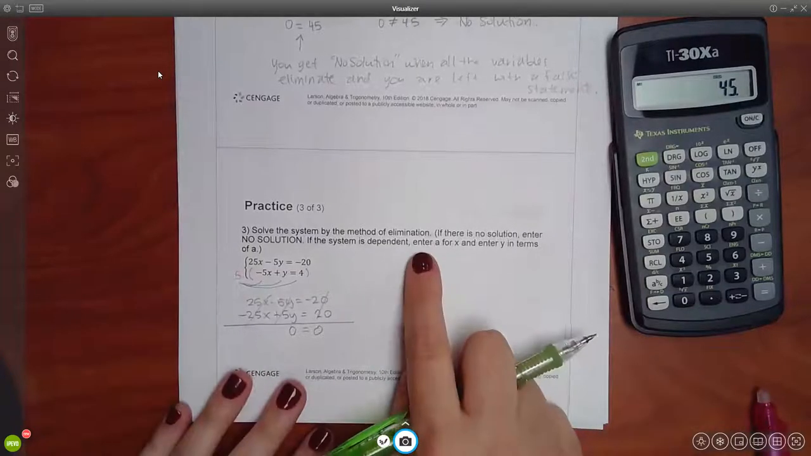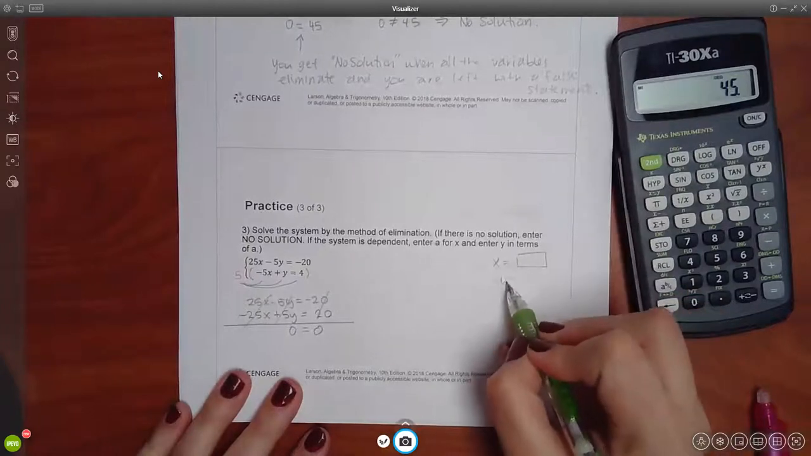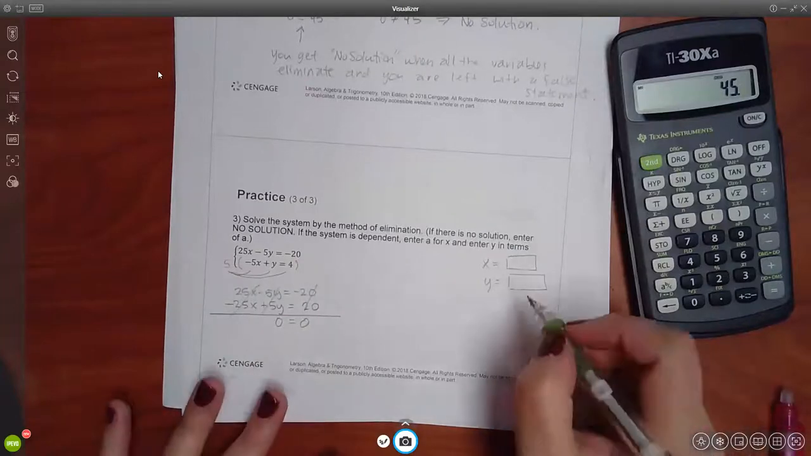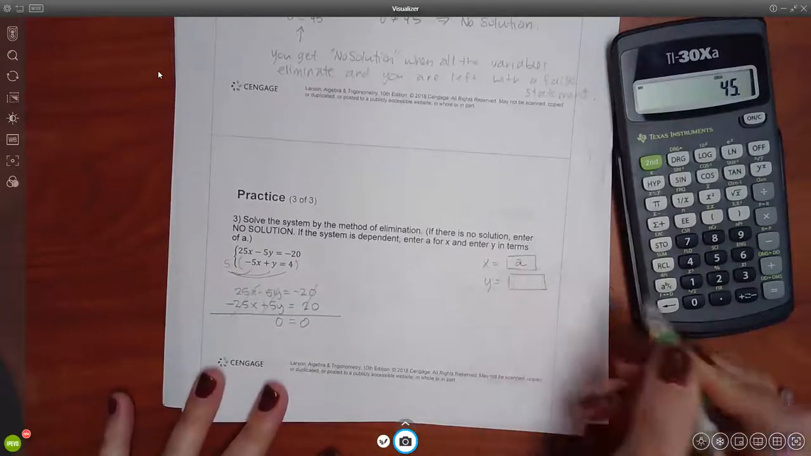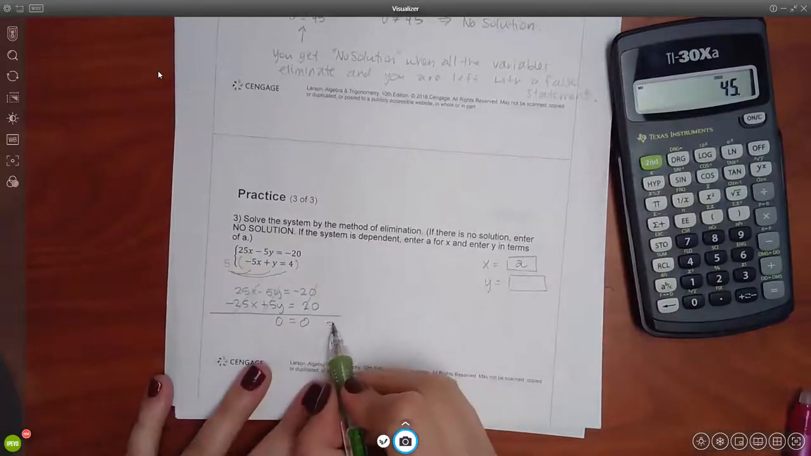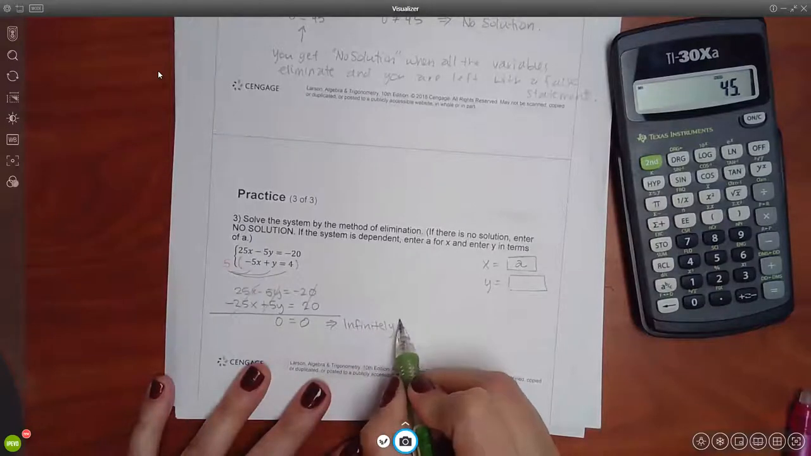Now, it tells you what to do. It says enter A for X. So in my box, it's telling me what to enter for X. It's telling you to enter an A. So you have to enter the A. If you get zero and zero, this means there are infinitely many solutions.